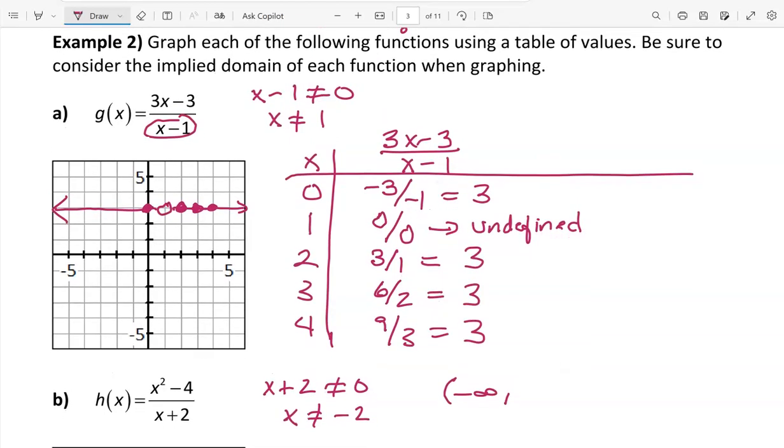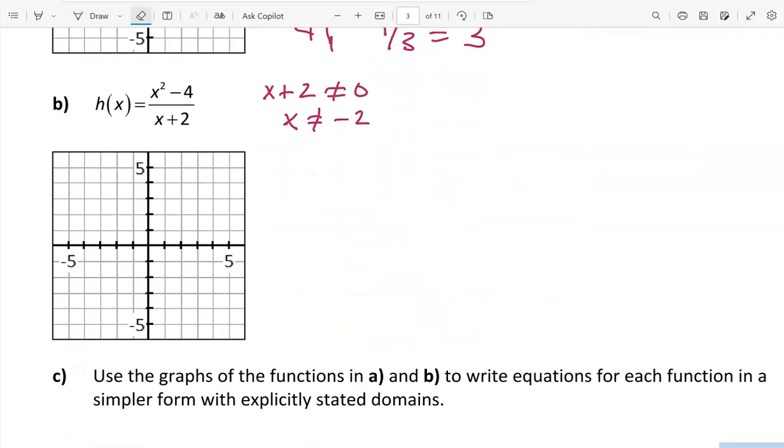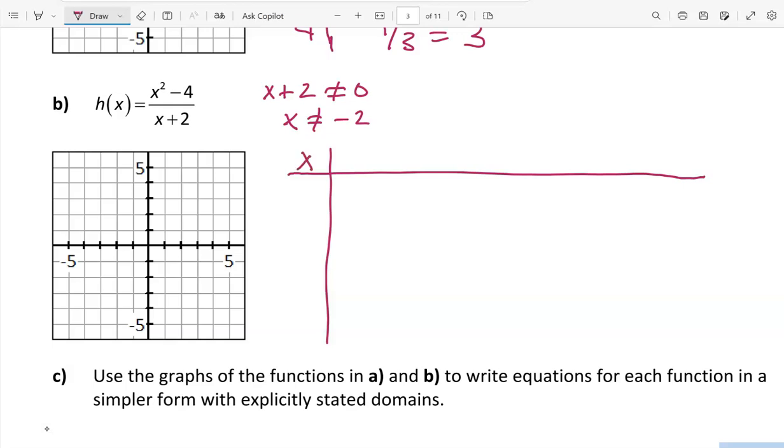It didn't say to give the domain, so we're going to skip that. Alright, so we're just going to create our table of values for b here, and we're just going to exclude x equals negative 2. Or we can include it and just observe that we'll get an undefined y value. So I'm going to use some other values here. So let's use 0, 1, 2, 3, and let's see what we get.